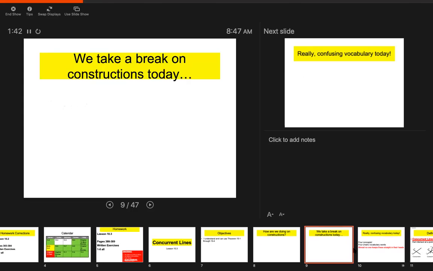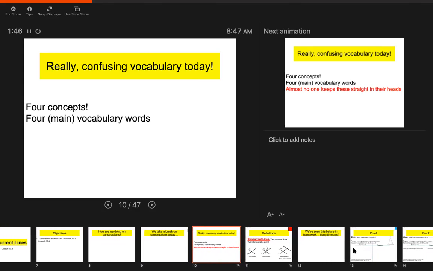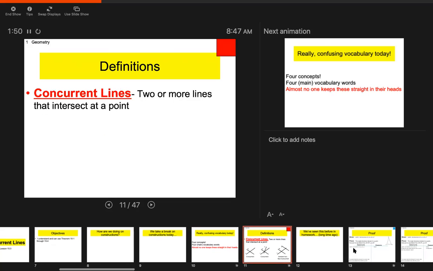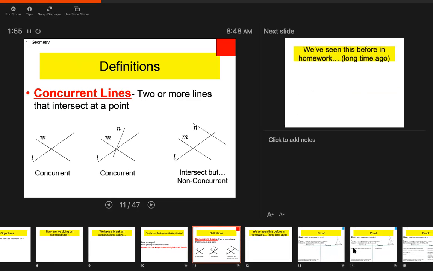So here we go. Quick review. We basically talked about two things yesterday out of four. There's actually five vocabulary words. The first one is just concurrent lines. And none of you have problems with this idea of concurrent lines. Concurrent lines are when you have lines that come together, two or more, at one single point.